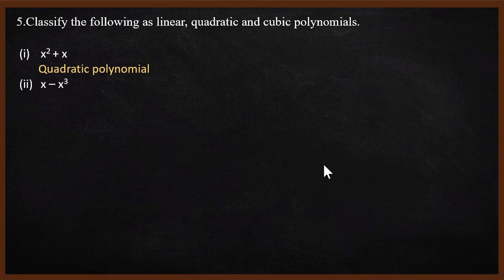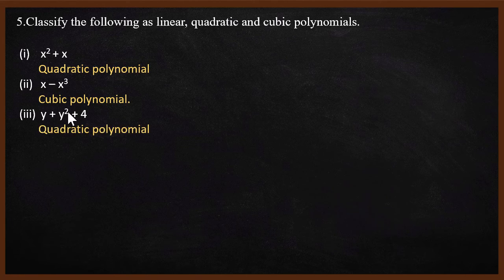X square, x minus x cube. What is the degree? 3. Why? Because you have x to the power 3. So it is cubic. Y plus y square plus 4. What's the degree? 2, because that's the highest power. So it is a quadratic polynomial. 1 plus x. What's the power of x here? 1. Hence it is linear.